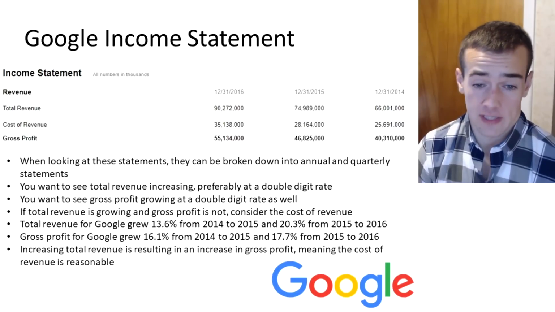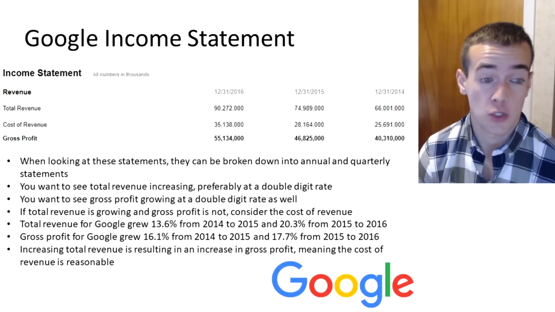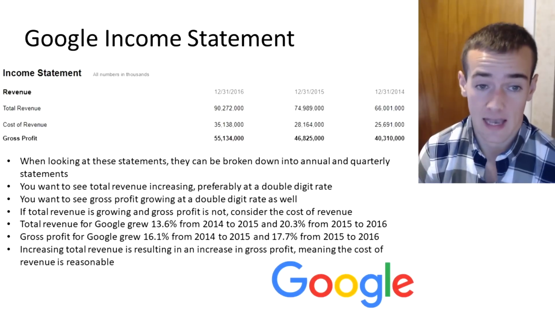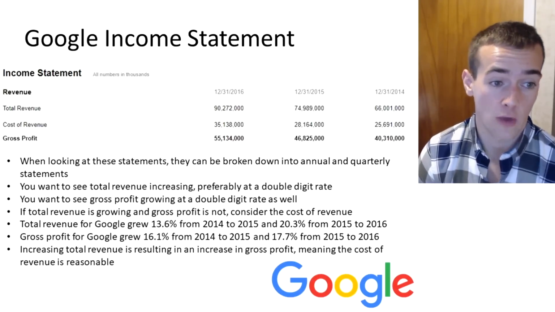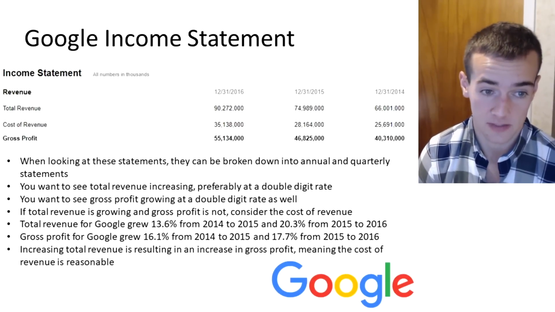So following our example looking at Google, we're going to analyze Google's income statement. As you can see here, we have the last 3 years of Google's revenue, total revenue, cost of revenue, and then their gross profit, which makes up their income statement.